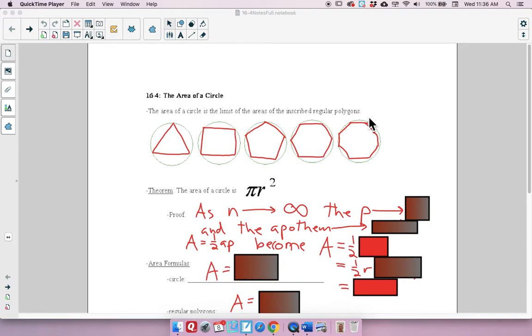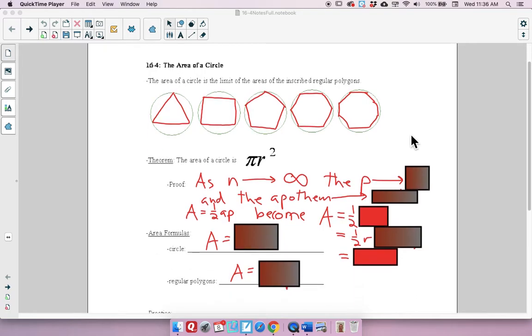Okay, so you all, I know, unofficially, it's going to be official now, know that the area of a circle is the formula pi r squared, where r is the radius. Okay, we're actually going to prove that, and you're going to love this. Okay, so we know that as the number of sides n approaches infinity, we learned in 16.3 that the perimeter approaches the circumference.